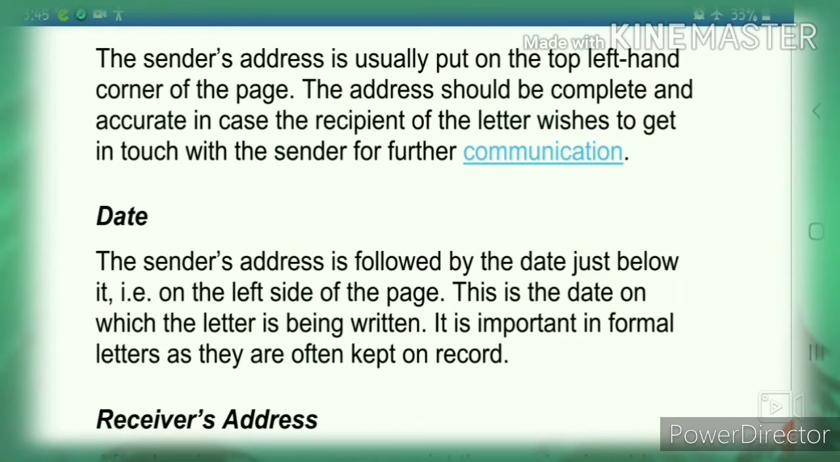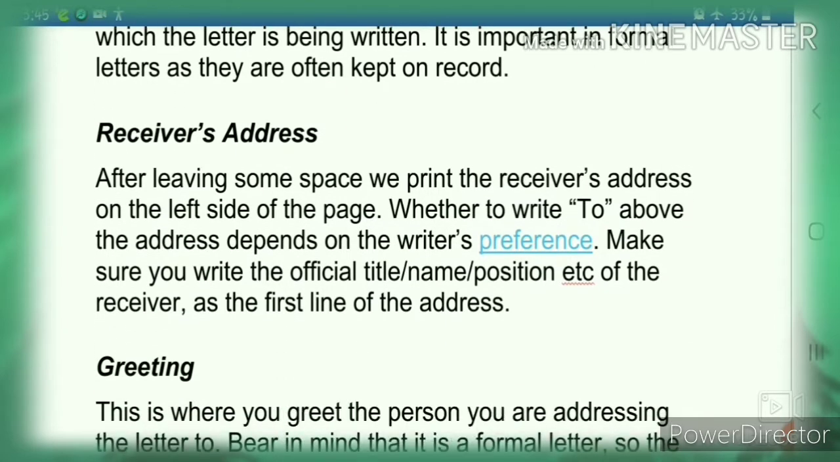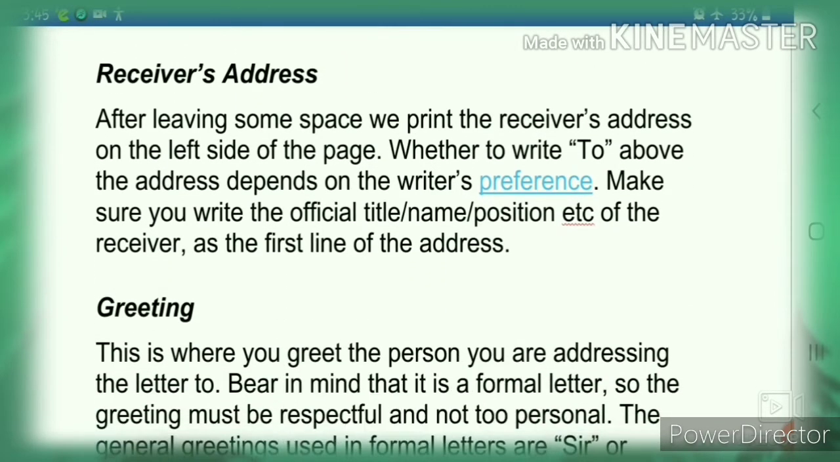Students, after writing the date, we leave one line and then write the receiver's address. Receiver is the person who is going to receive this letter written by the sender. After leaving some space, we print the receiver's address on the left side of the page. Whether to write "To" above the address depends on the writer's preference. Make sure you write the official title, name, position, etc. of the receiver as the first line of the address.